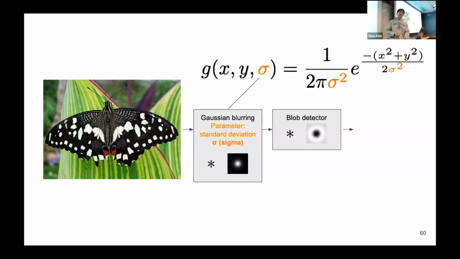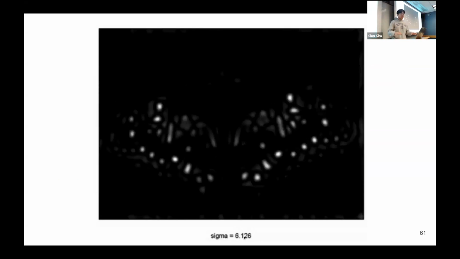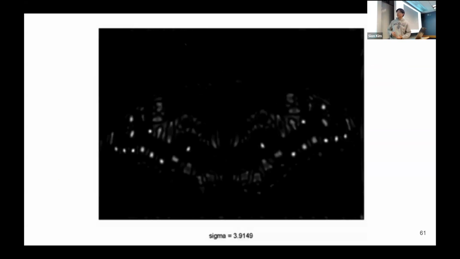So what if we vary this? That's the essence of scale space. You vary this and you see what you get. This is a movie showing different sigma values. For the lower sigma values, the smaller blobs are emphasized. For the larger sigma values, the larger blobs are emphasized. And you can see this is the essence of how scale space works.